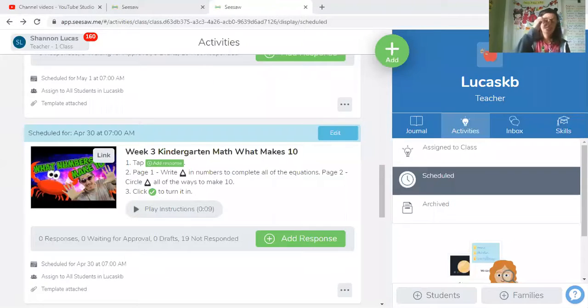All right, so we have definitely done this before. We've done it for homework, and we've done it in the classroom. So I'm not going to spend too much time on this, but I did want to show you the screen really quick. On Seesaw, when you go to Seesaw, you're going to actually see this activity. And it says week 3 math, kindergarten math, what makes 10. On this, you are going to see the link.